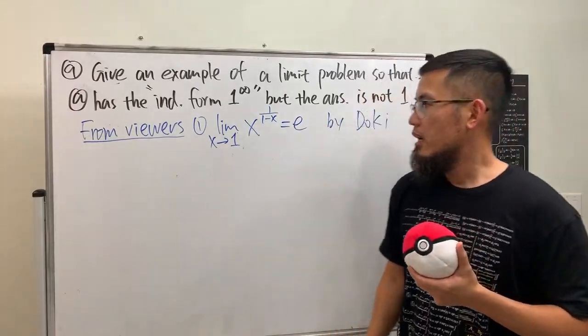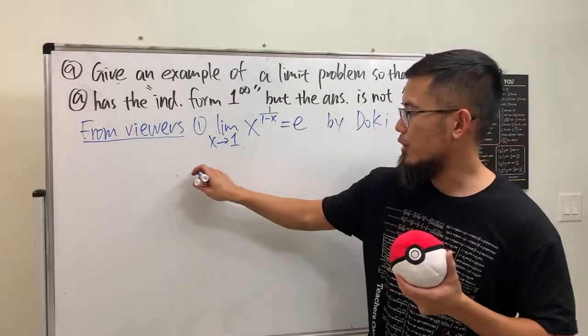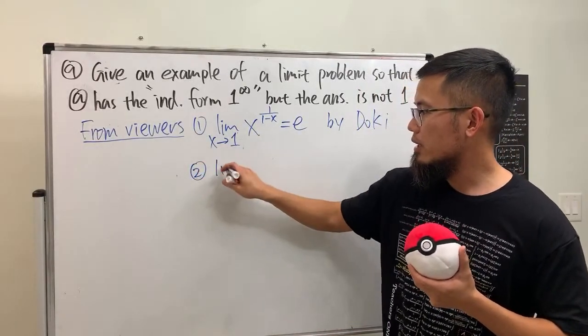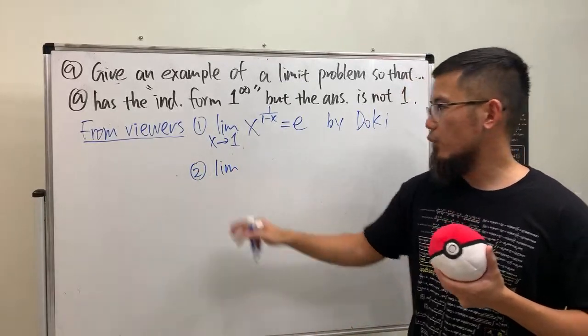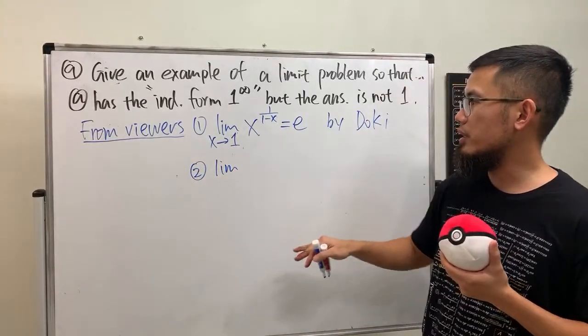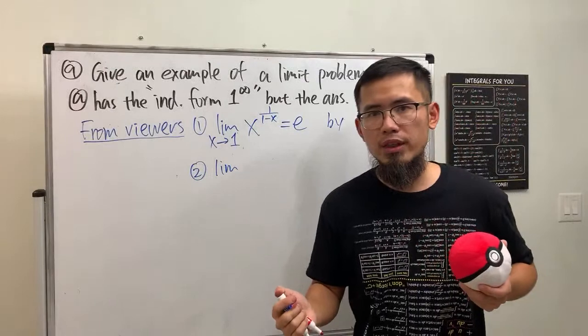Perfect. Okay, I'll challenge you guys to give me a few more. The limit as what goes to what, and then what function. In the end, we don't want to end up with 1.